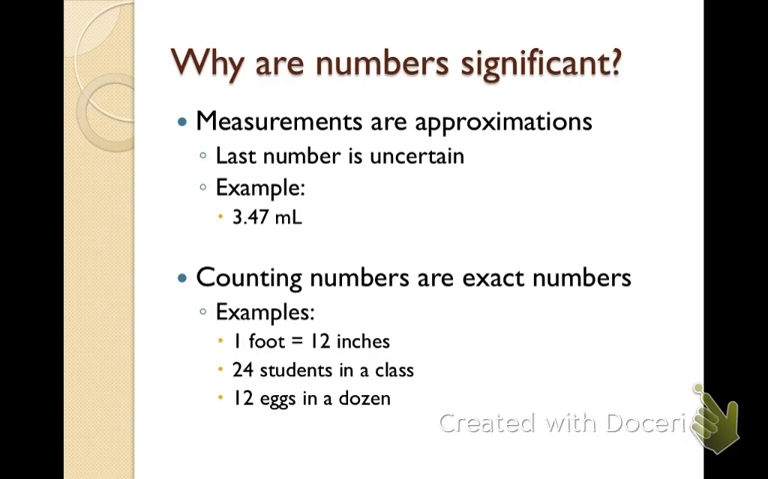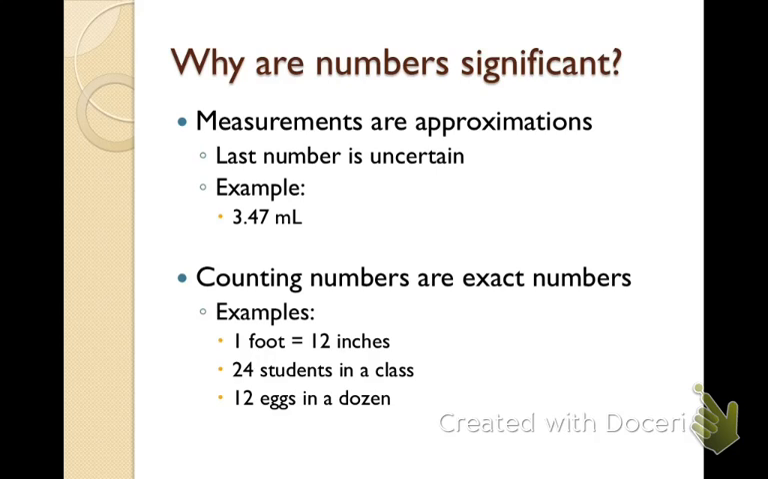Now let's talk about the word significant. What does that mean? It means that it actually matters. It depends, or it's used in the calculation. So measurements are approximations. We saw this when we were measuring volume, right? We took the measurement in a graduated cylinder or burette, and we estimated one more extra digit. That last number is our uncertainty.